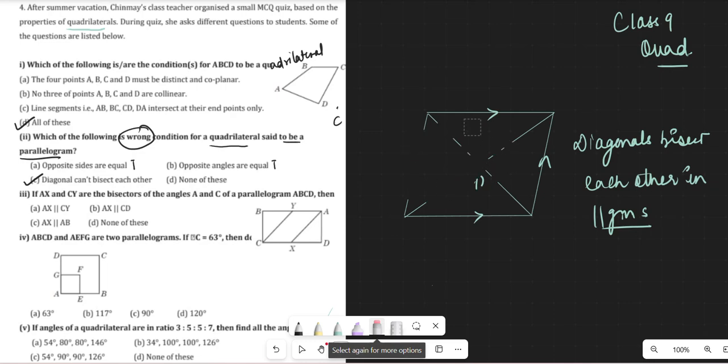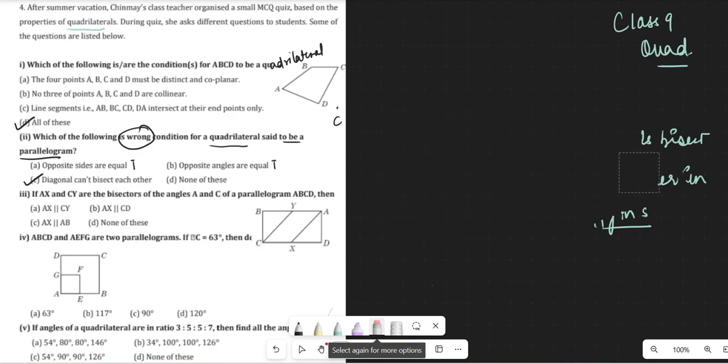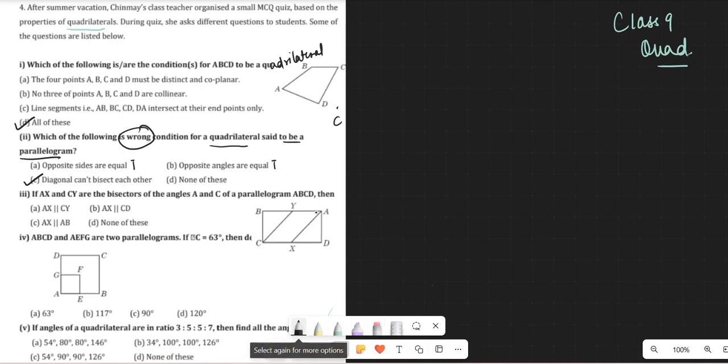Next it says AX and CY are bisectors of angle A and angle C of parallelogram ABCD. This is the bisector of angle A and this is the bisector of angle C. And we also know that angle A and angle C are equal, they are opposite angles of a parallelogram. Then they ask which of the following is true?